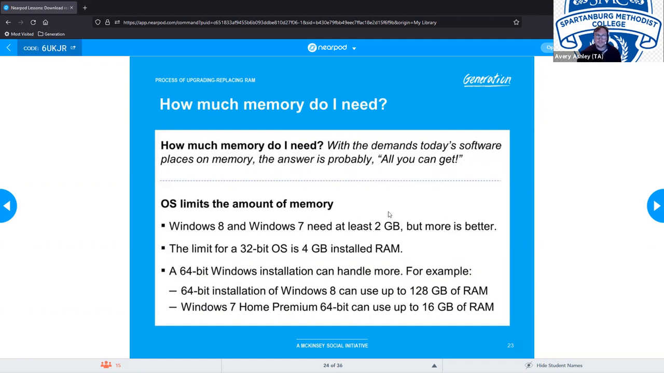But a 64-bit Windows installation can handle a lot more. The 64-bit installation of Windows 8 can use up to 128 gigabytes of RAM, and Windows 7 Home Premium 64 can use up to 16. Windows 10 is north of 1,000. You will never need that much RAM. 128 is a crazy amount of RAM.